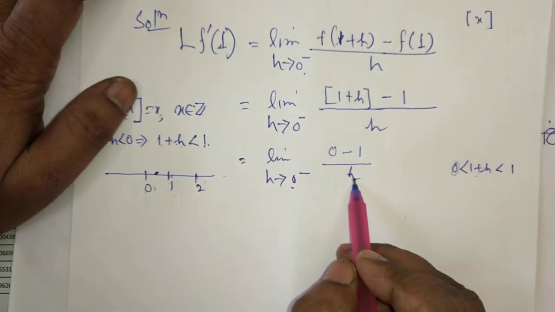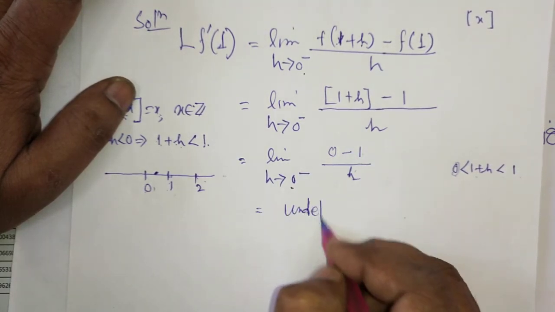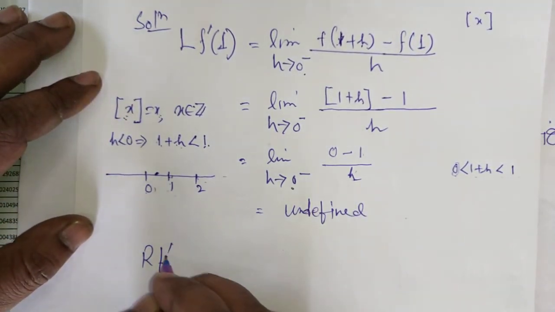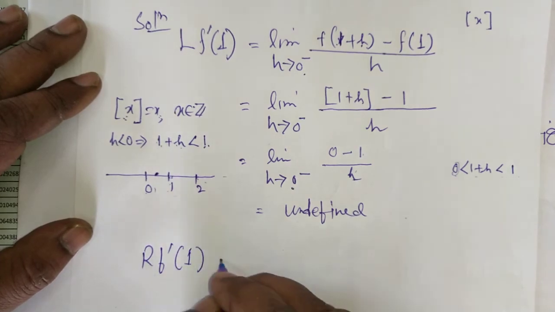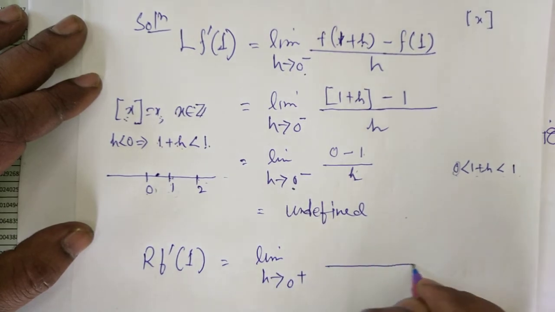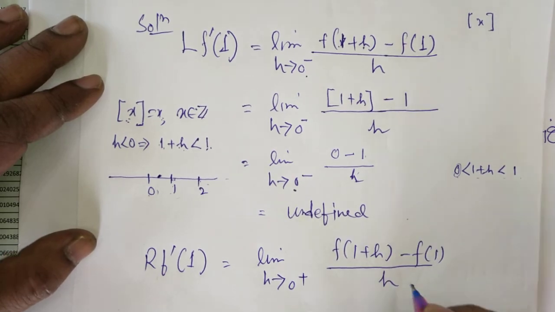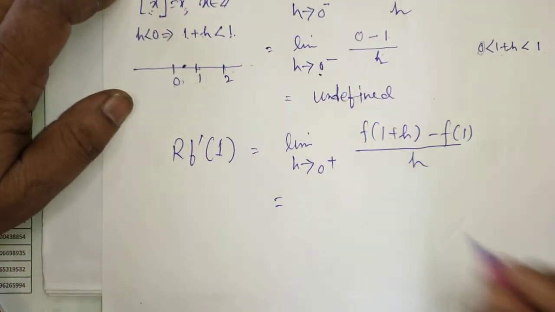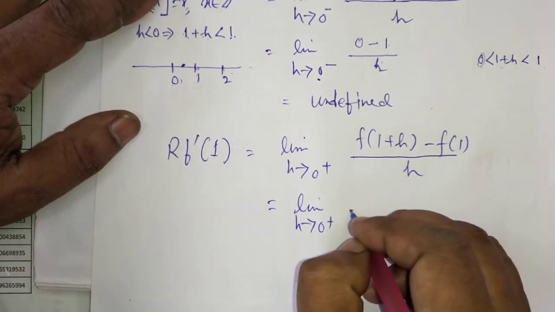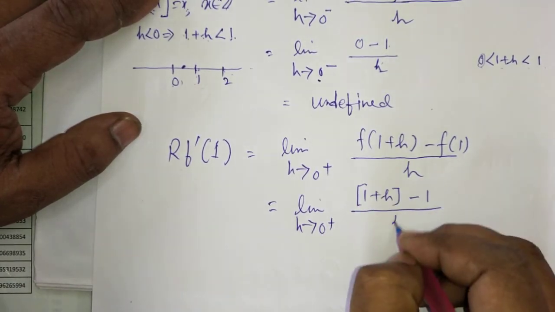Now if you put h equal to 0, then it will be undefined. So limit is undefined. Now write the derivative, right hand derivative f dash 1: limit h tends to 0 plus f of 1 plus h minus f of 1 divided by h, which equals limit h tends to 0 plus box of 1 plus h क्या होगा, बॉक्स 1 plus h होगा, minus 1 divided by h.